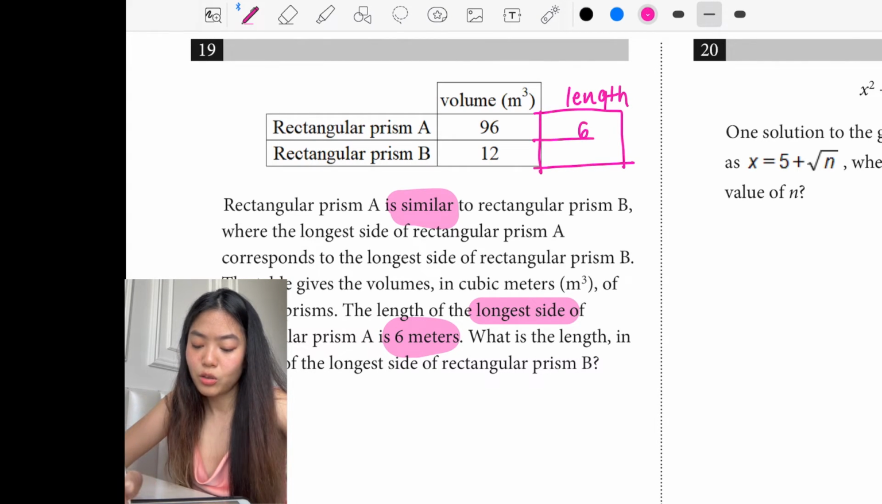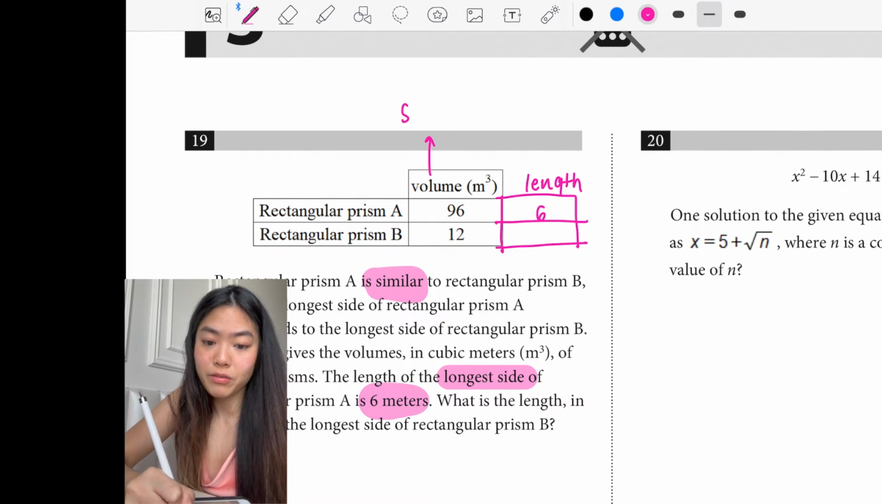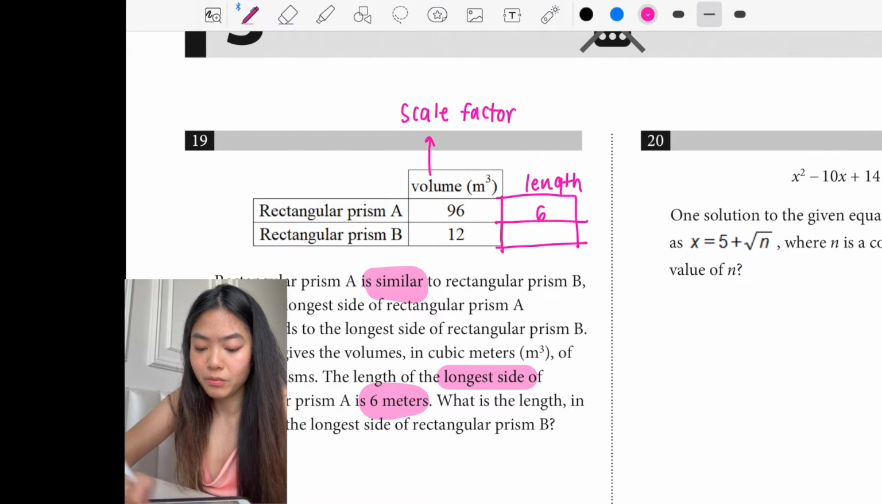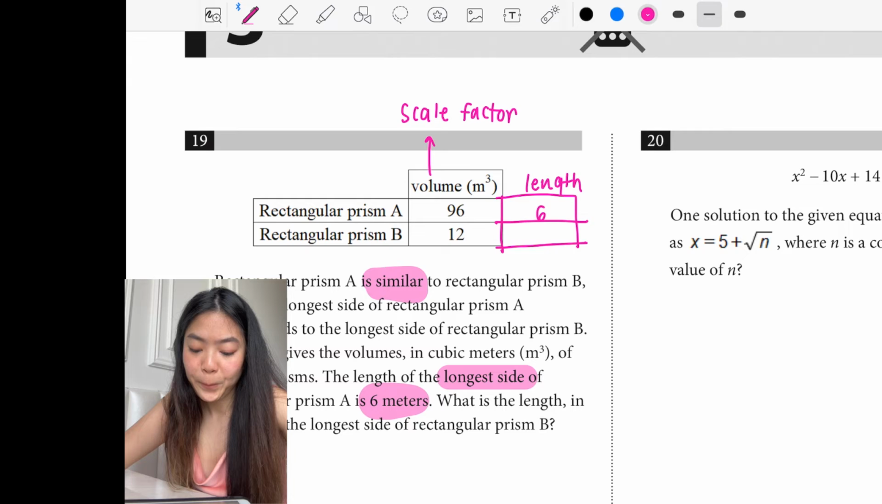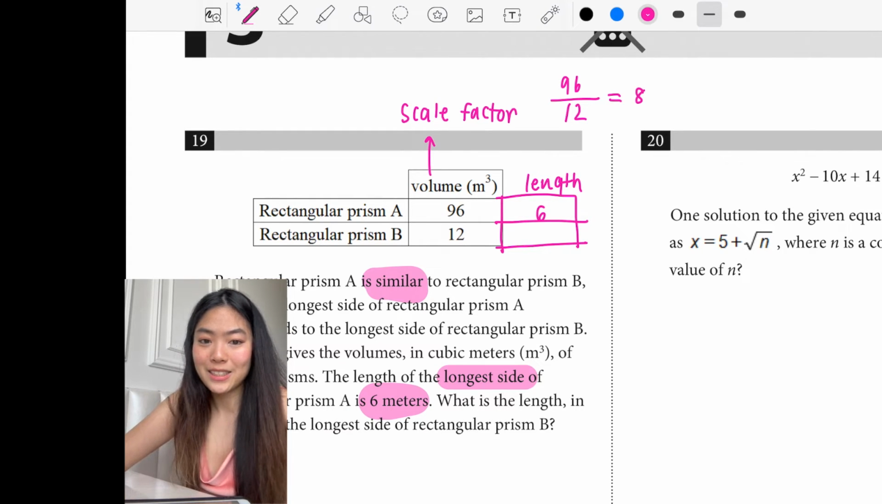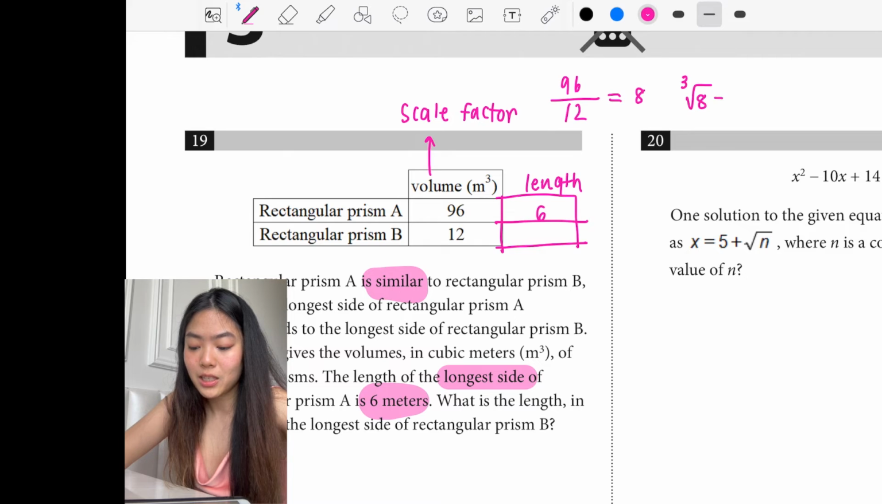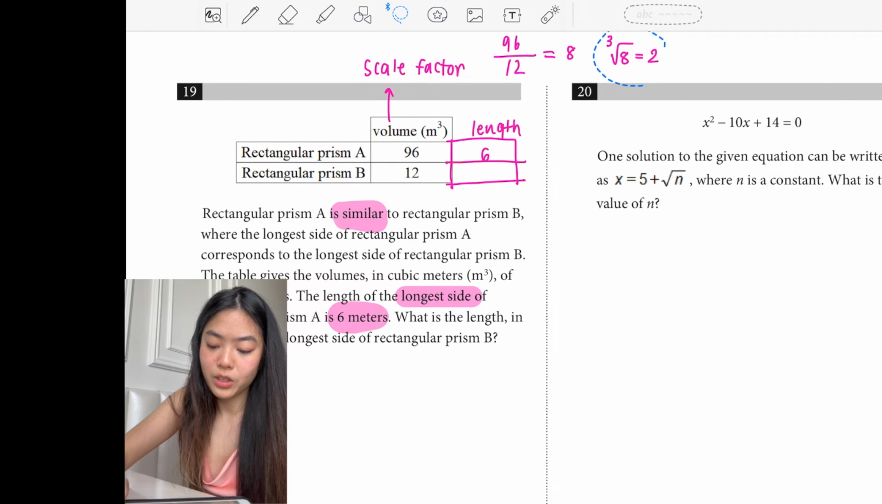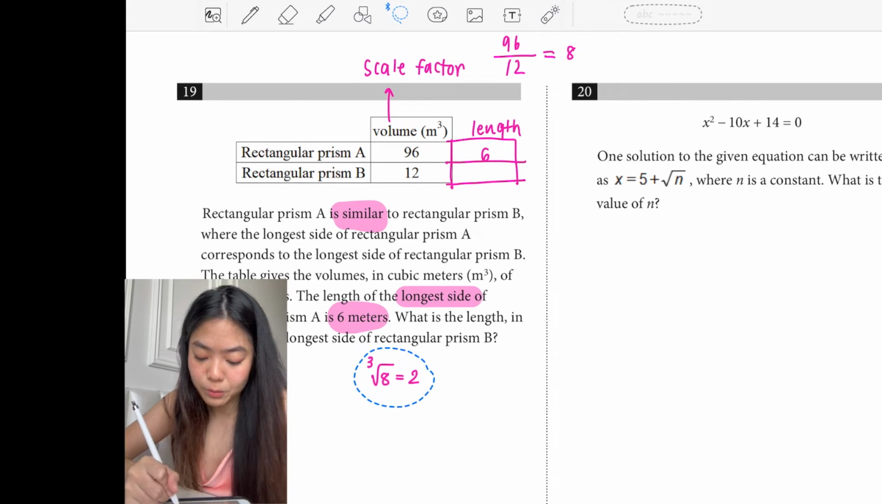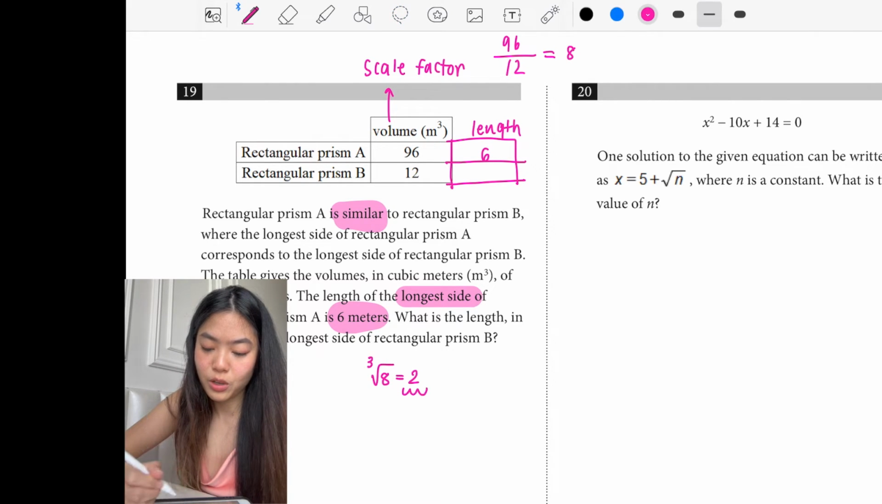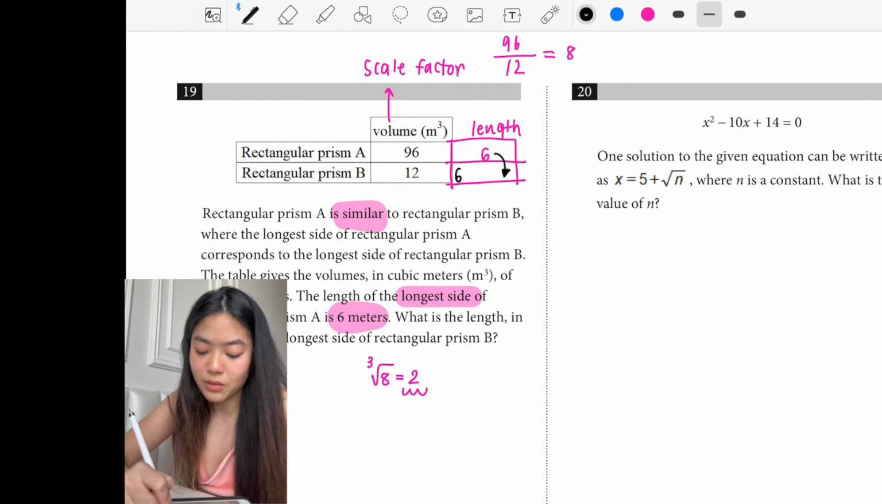Okay, so from here, we have to find the scale factor first. We can do the big one divided by the smaller one, 96 over 12, which is going to be 8. And then we can take the cube root of 8, so it's going to be 2. Cube root of 8 is 2. Then now you know that the scale factor is 2. Then for the length here, if you want to find the smaller one, we can do 6 divided by 2. So the answer is 3.